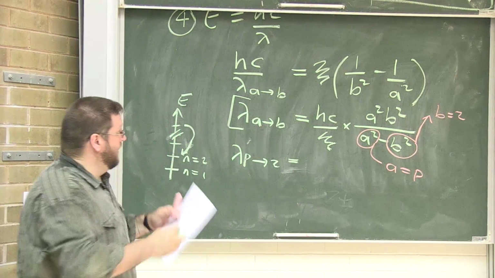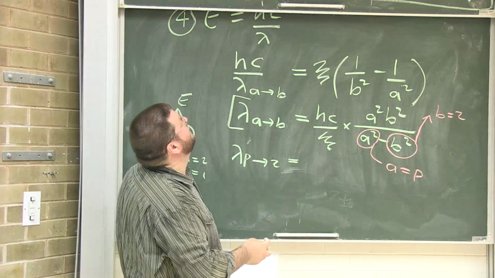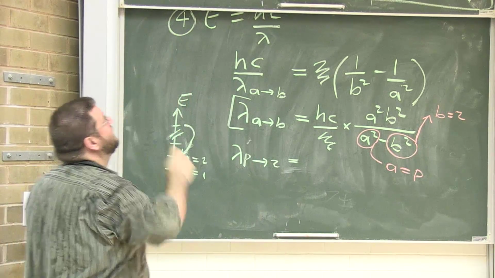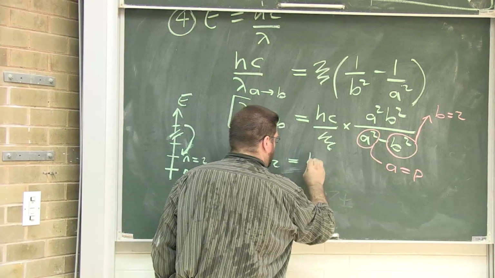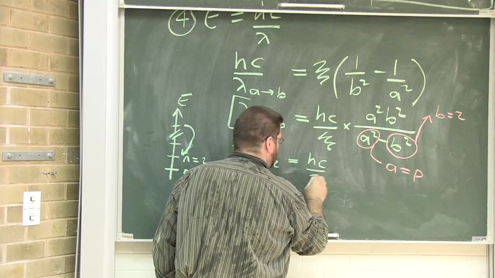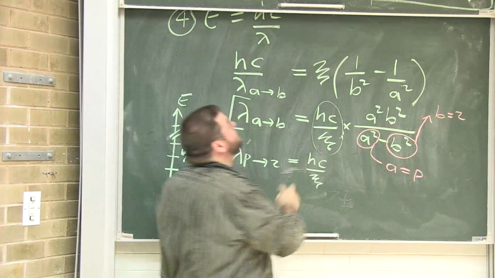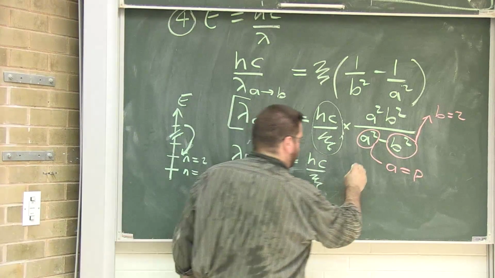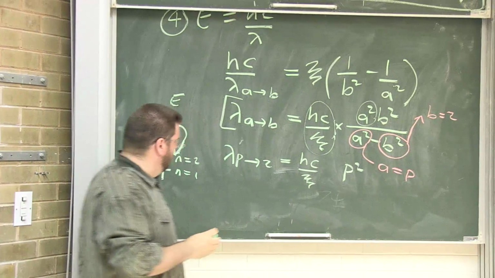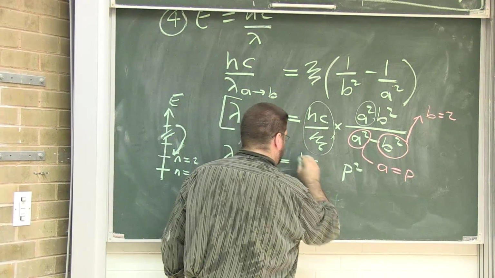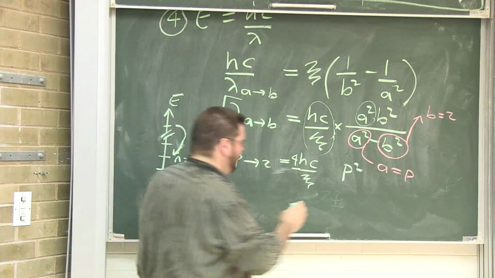So let me just rewrite this formula with A equals P and B equals 2. And I'm going to have an I, by the way, on the Balmer formula. Some constant times P squared. So we've got H, we've got C, we've got squiggle. A squared is now P squared. Again, look at equation 8. B squared is now 4. And the denominator is p squared minus 4.